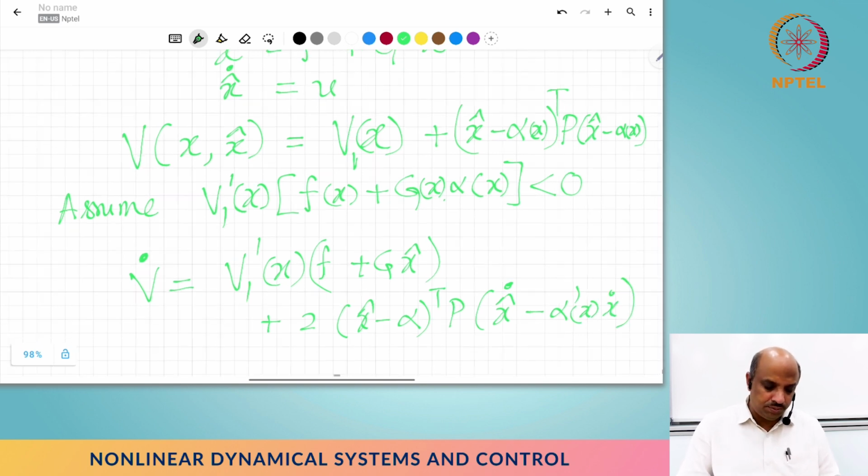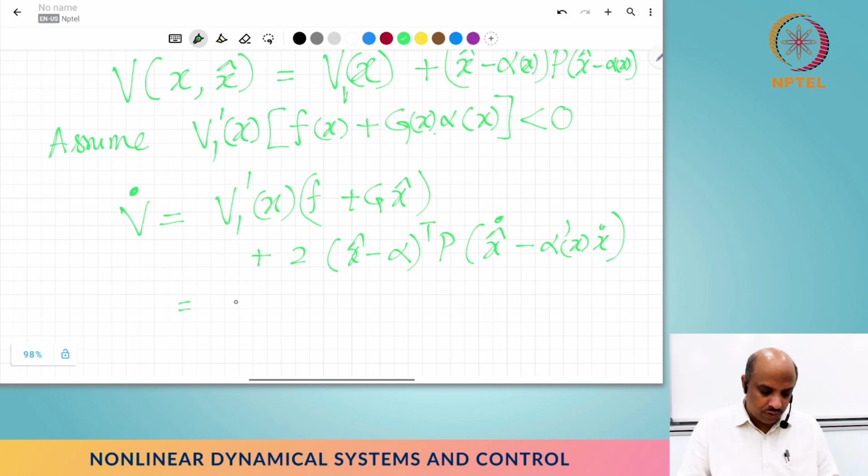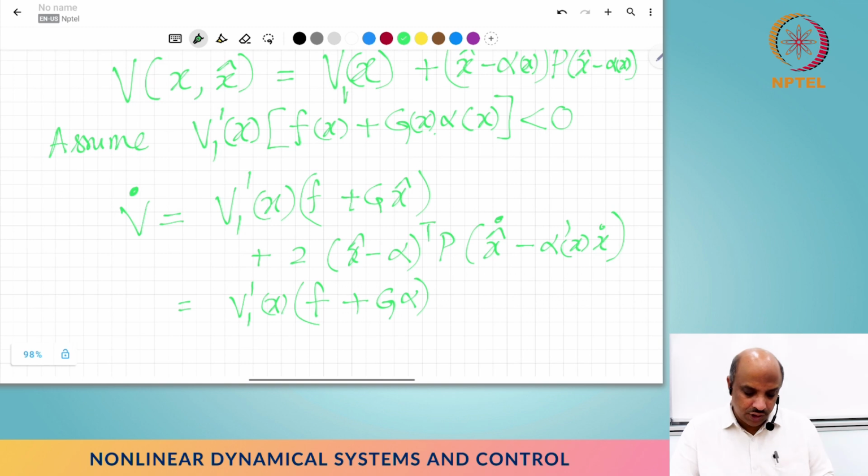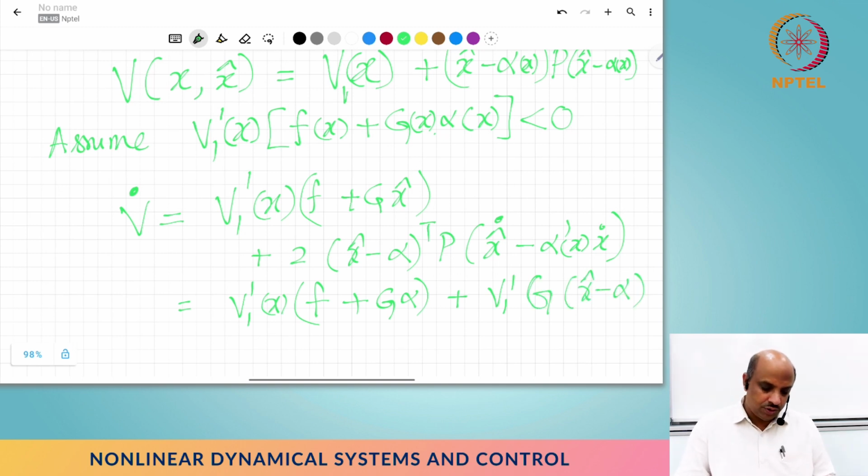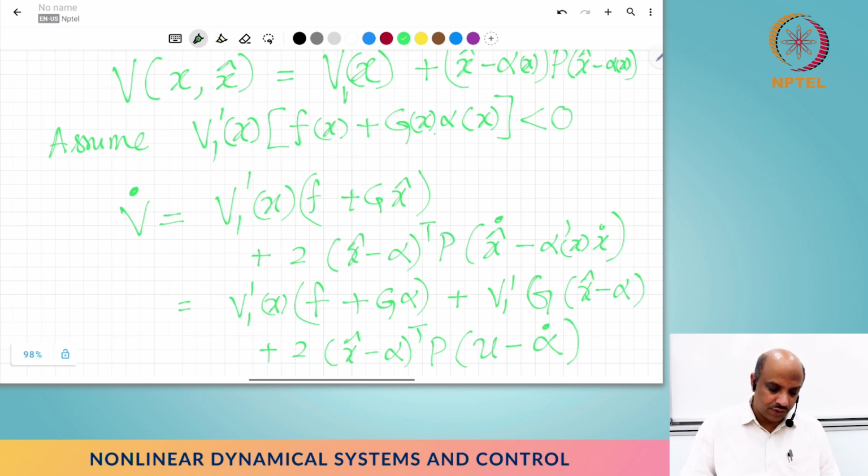We'll do this trick: v prime f plus g alpha here, which we know is strictly negative, plus v prime times g times x hat minus alpha. You can clearly see where I'm going. This x hat minus alpha becomes a common factor with the next term. So transpose p times x hat dot is u minus, for the time being I'm going to leave this as alpha dot. I'll explain that a little bit later.